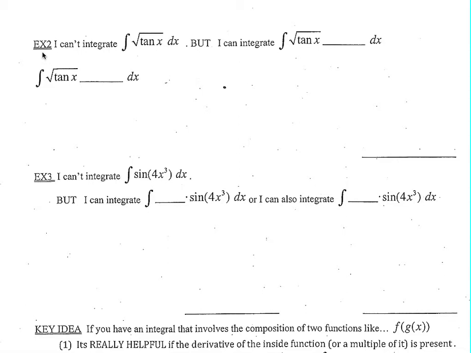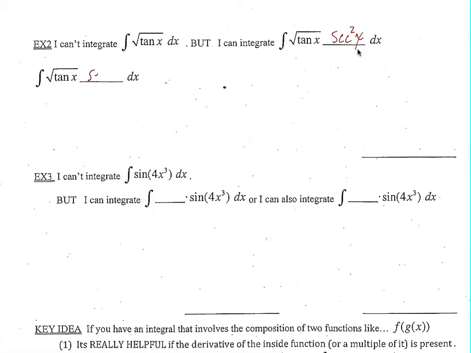So we're going to try to summarize what it is about these integrals that make them work. You can't integrate the square root of tangent of x, but you can integrate the square root of tangent x times the secant squared of x, because the derivative of the tangent of x is the secant squared of x. Let's look at how that happens.